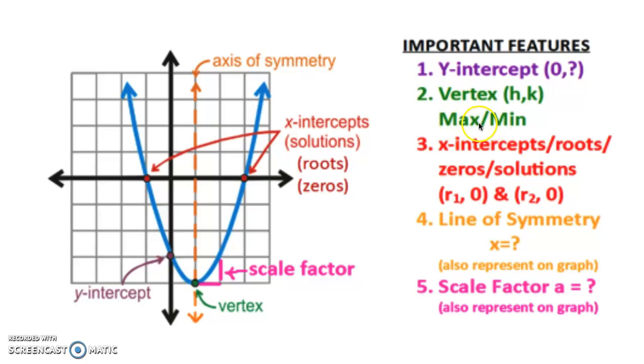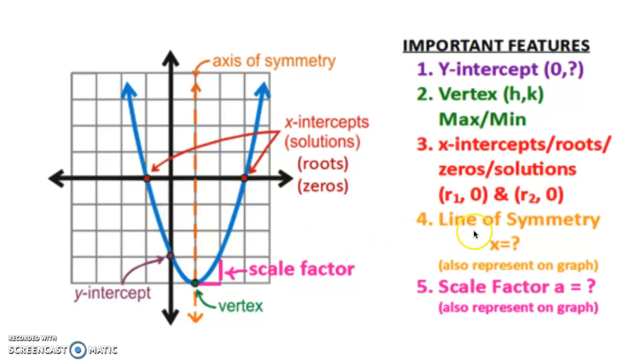We call that a maximum or a minimum, and that's going to happen right here. The X-intercepts are the points where the parabola crosses the x-axis. And what's interesting about these is they have a ton of different names. We call them X-intercepts, we call them solutions, we call them roots, we call them zeros. But they all mean the same thing. They're just the points right here where the parabola crosses that x-axis.